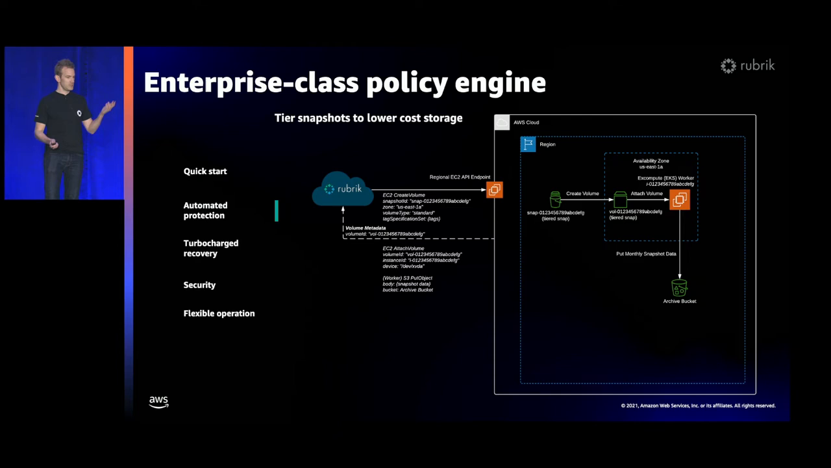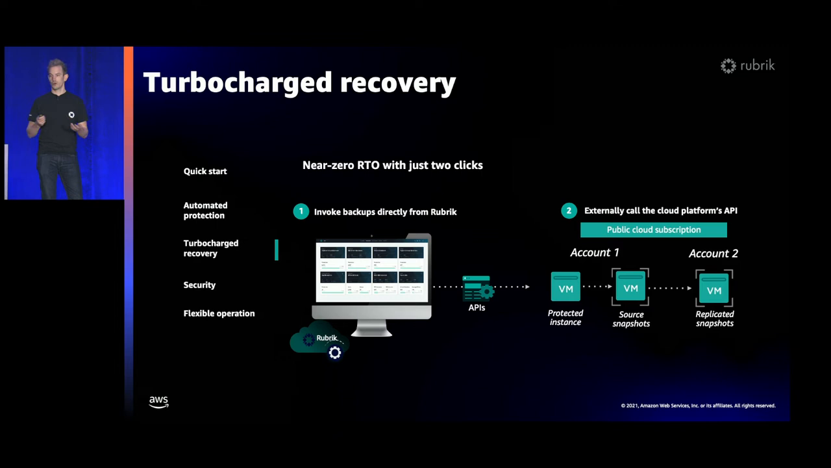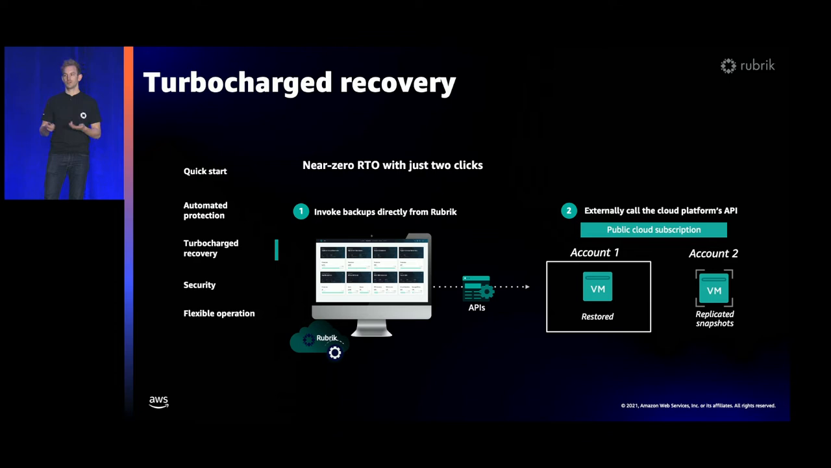And using that, we can have near zero RTO with just two clicks. So we use the Rubrik interface to initiate this, and we can take care of the entire orchestrated workflow here. So if a workload drops out, it's gone, and we can then immediately restore it from another account. And we'll also showcase this and other things in the demo, because it's of course very easy to show this on the slide, but we'll actually see this in action as well later on.